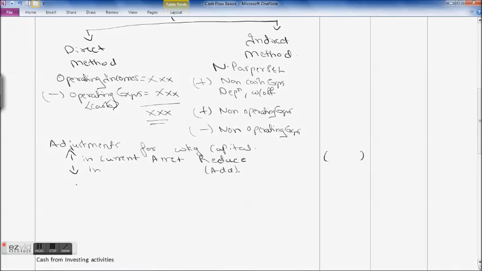For liabilities, what you have to do is, for an increase in current liability, you have to reduce it. And for a decrease in current liability, we have to add it. Now, why are we doing this working capital adjustment?